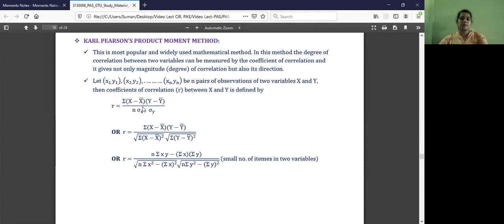In our question, we are given the column of x and column of y. First, we find x bar and y bar. What is x bar? The mean of the column of x, and the mean of the column of y, divided by small n. Small n means the number of terms, sigma x into sigma y. Sigma x means standard deviation of x, and sigma y means standard deviation of y.